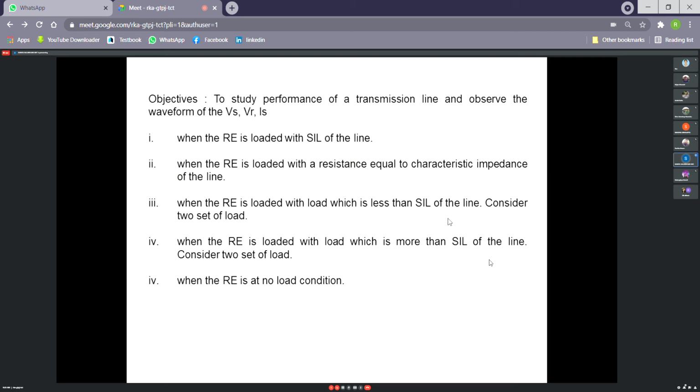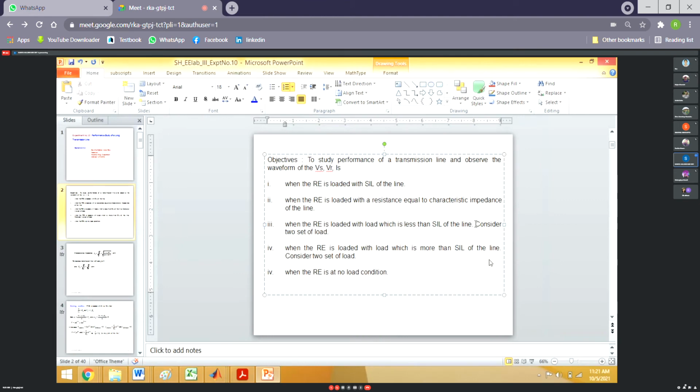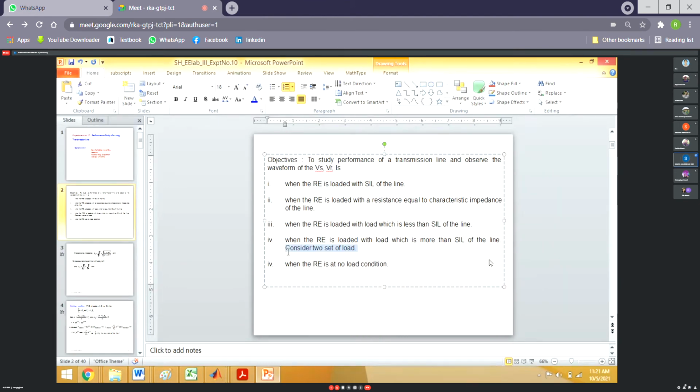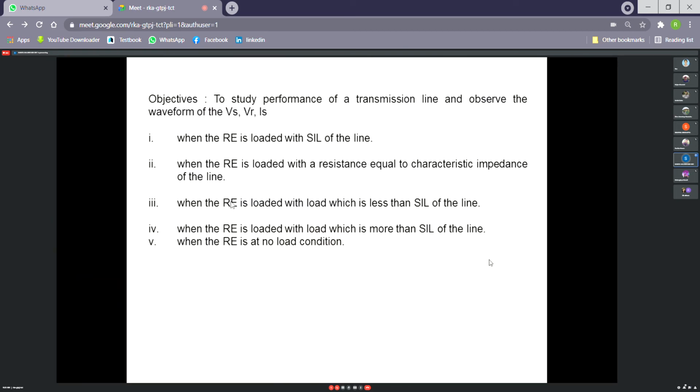Third is when the receiving end is loaded with a load which is less than SIL of the line. I have written here to consider two sets of load, but this is not required because that will be repetitive. We shall consider only one load less than SIL. If SIL is 400 megawatt, we shall load the receiving end at any load less than 400 megawatt. Next, the receiving end will be loaded with a load more than SIL of the line. If SIL is 400, it will be 800, 600 like that.